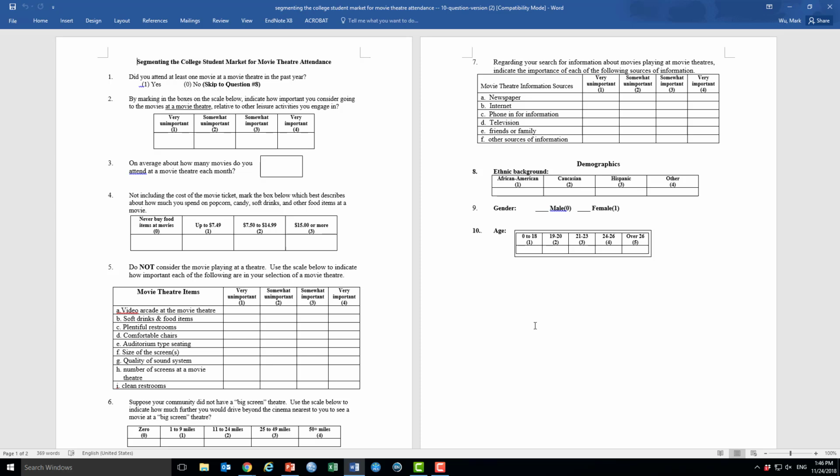Now you can see that if you answer yes, you continue to question number two, three, all the way down to question number 10. But if your answer is no, you are instructed to skip to question number 8, which is at the bottom of the questionnaire, demographics. So you get an idea that this is called a skip pattern.